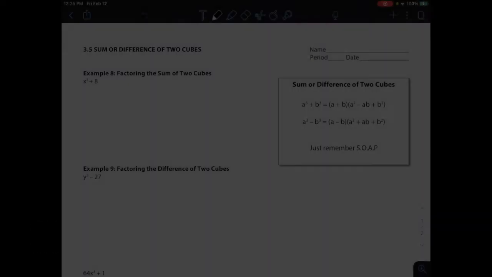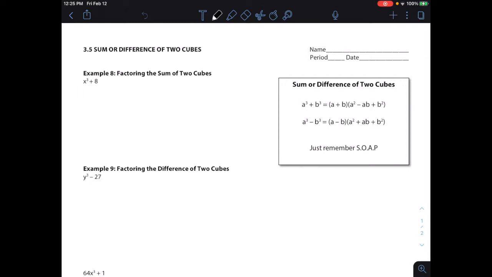All right, welcome back. Lesson number 2 this week. This time we are going to be talking about the sum or difference of two cubes. And a cube means an exponent of 3. So something like x to the third power is a cube.